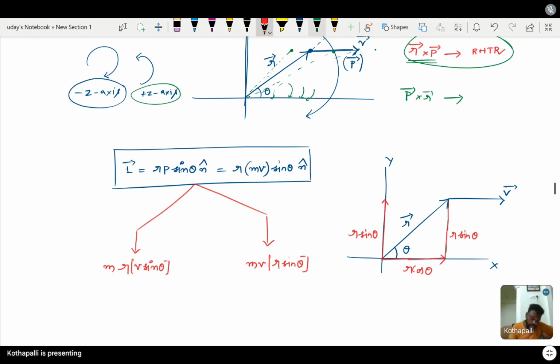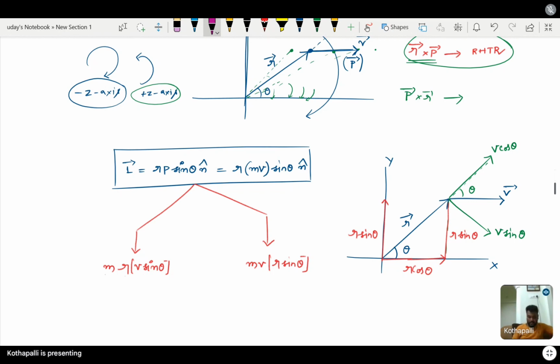Now, what if I take the components of V? Because this also will be theta. So this component will be V cos theta. This component will be V sin theta. Right? Now see, this expression I'll explain from the diagram.